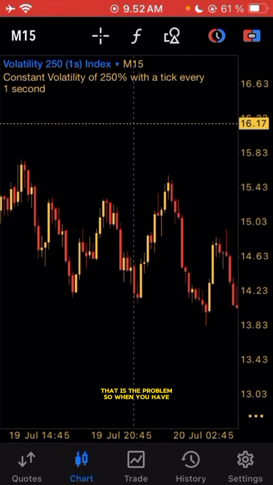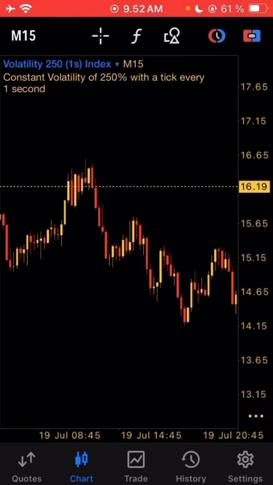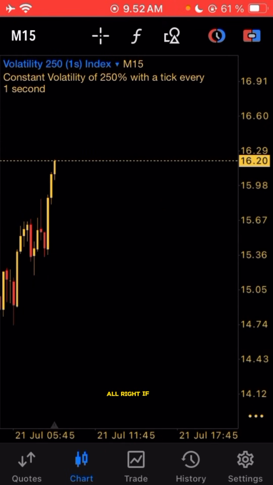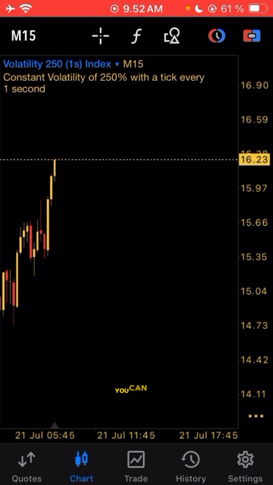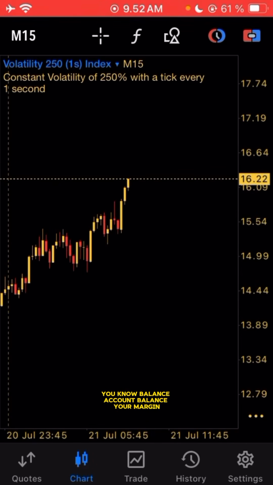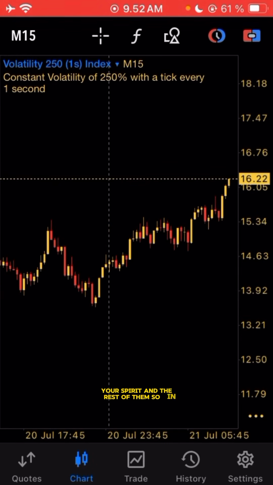So when you have this type of problem, it doesn't come from your account balance, it doesn't come from the margin, it doesn't come from you, it comes from the spread. Okay, the spread is the difference between the buy and the sell price. All right, if you don't know about spread, you can do research on that. I'll also drop a video in depth about account balance, your margin, your spread and the rest of them. So in case you are confused, just wait for that video or do your research to learn more.